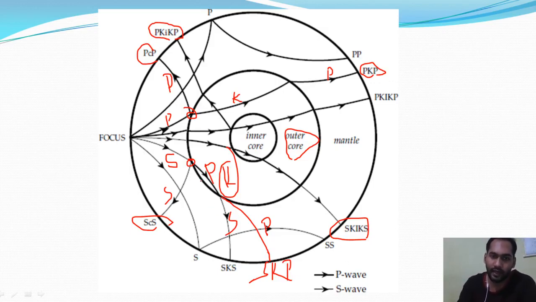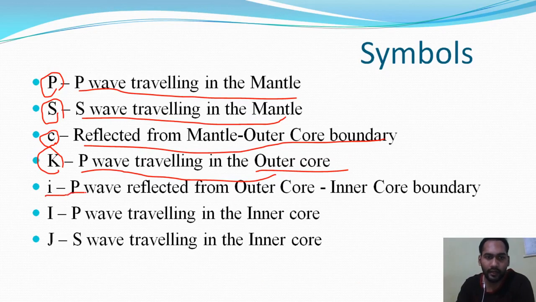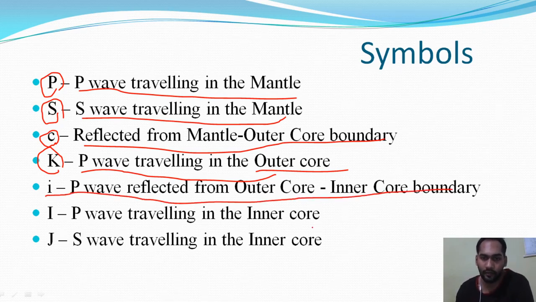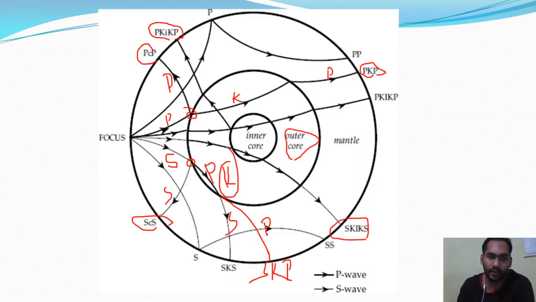If it will come as S, then S, K, S. Okay. So the next symbol is small i. What is small i? Small i is P wave reflected from the outer core, inner core boundary, or the Lehmann discontinuity, right? Here you can see P, K, small i, K, P. That means P wave traveled through the mantle, then here it becomes K, then here it is reflected from the outer core, inner core boundary, so small i, then K, then P.